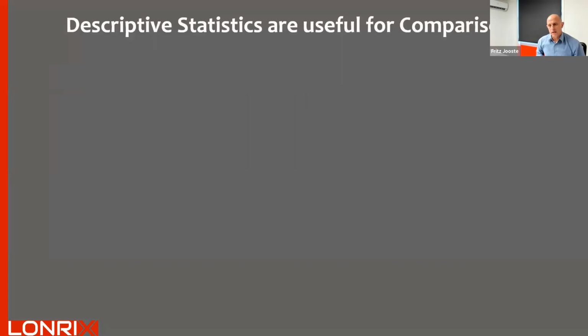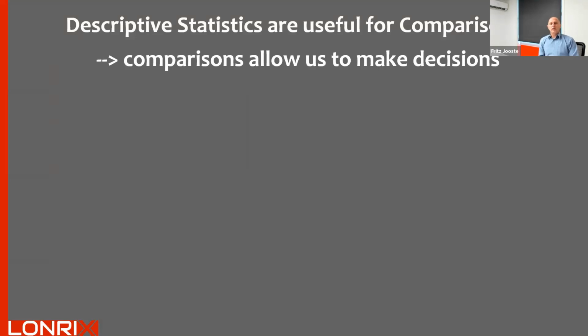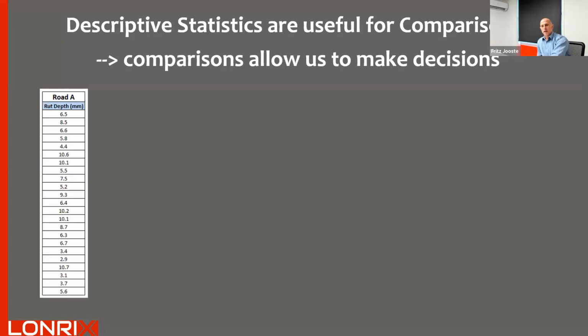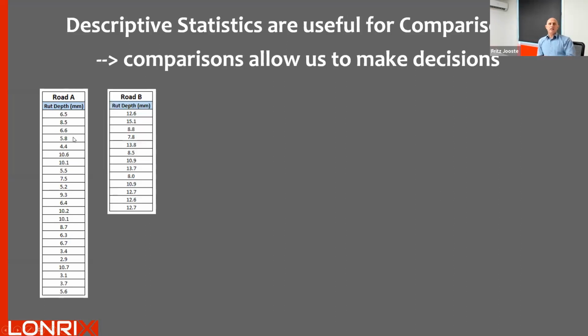Okay, so let's kick off and look at why we need to understand descriptive statistics as a foundation for working as an asset engineer. So descriptive statistics are, of course, the key element if you want to compare things on your network. Once you can compare things, then you can start making decisions. So when we are talking about basic descriptive statistics, we often sit with a set of data like what I've demonstrated here. So here we've got a road A, and we are looking at the rut depth numbers here. And then we may have another set of data, let's call it road B, and there's another set of numbers.